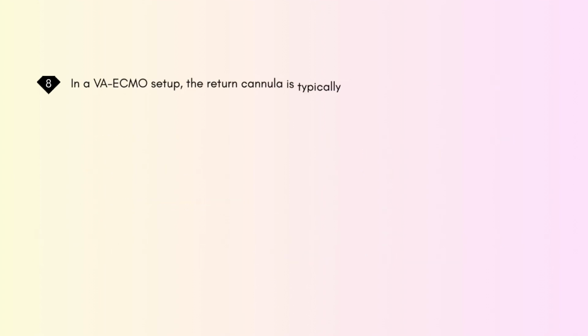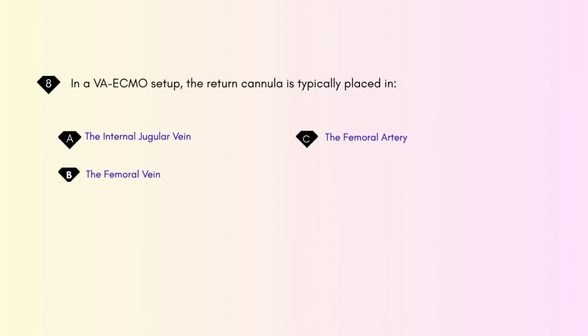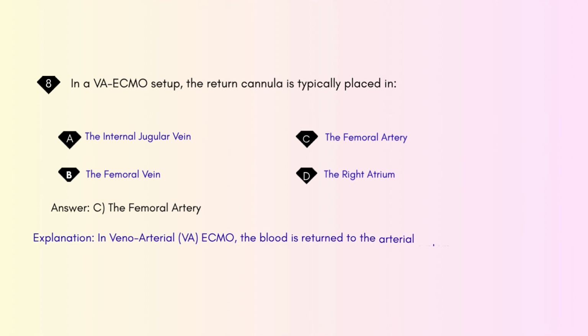In a VA-ECMO setup, the return cannula is typically placed in A. The internal jugular vein. B. The femoral vein. C. The femoral artery. D. The right atrium. Answer: C. The femoral artery. Explanation: in veno-arterial (VA) ECMO, the blood is returned to the arterial system, like the femoral artery or aorta, to provide circulatory/heart support.